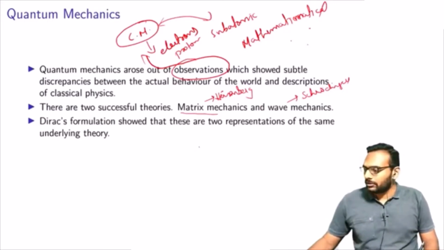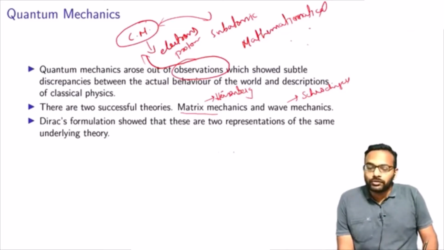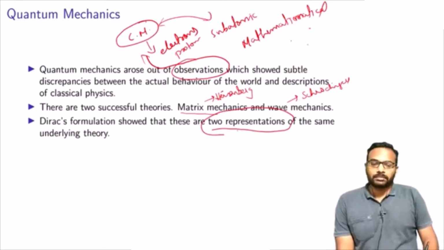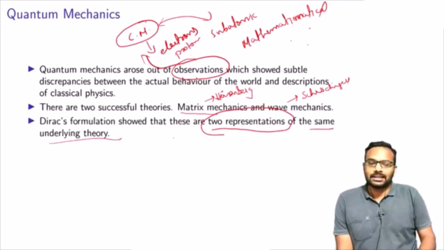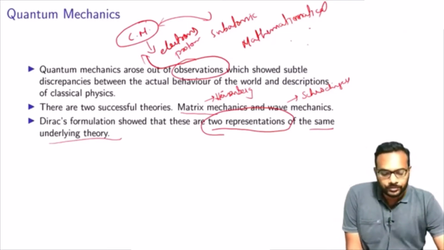And it was Dirac who actually gave a unified framework. He showed that these are two different representations of the same underlying theory. And it's that underlying theory that we are going to study first, because that's logically more beautiful. We can study this underlying theory of which matrix mechanics and wave mechanics are representations. That's what we'll be doing first.